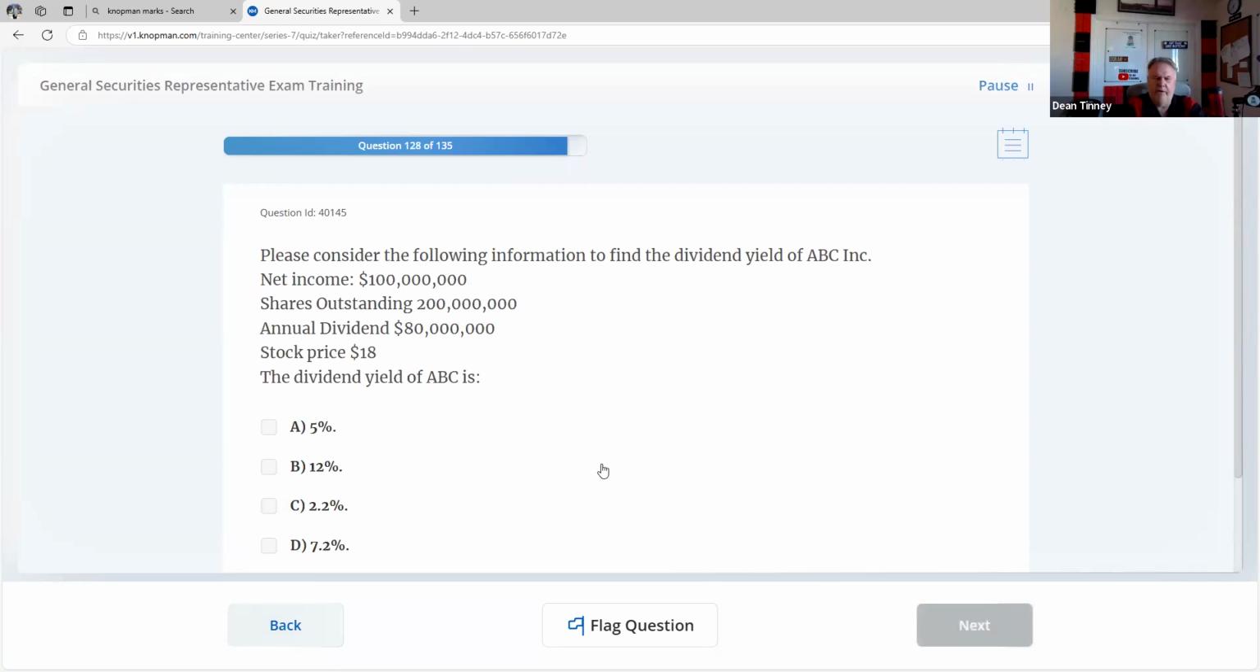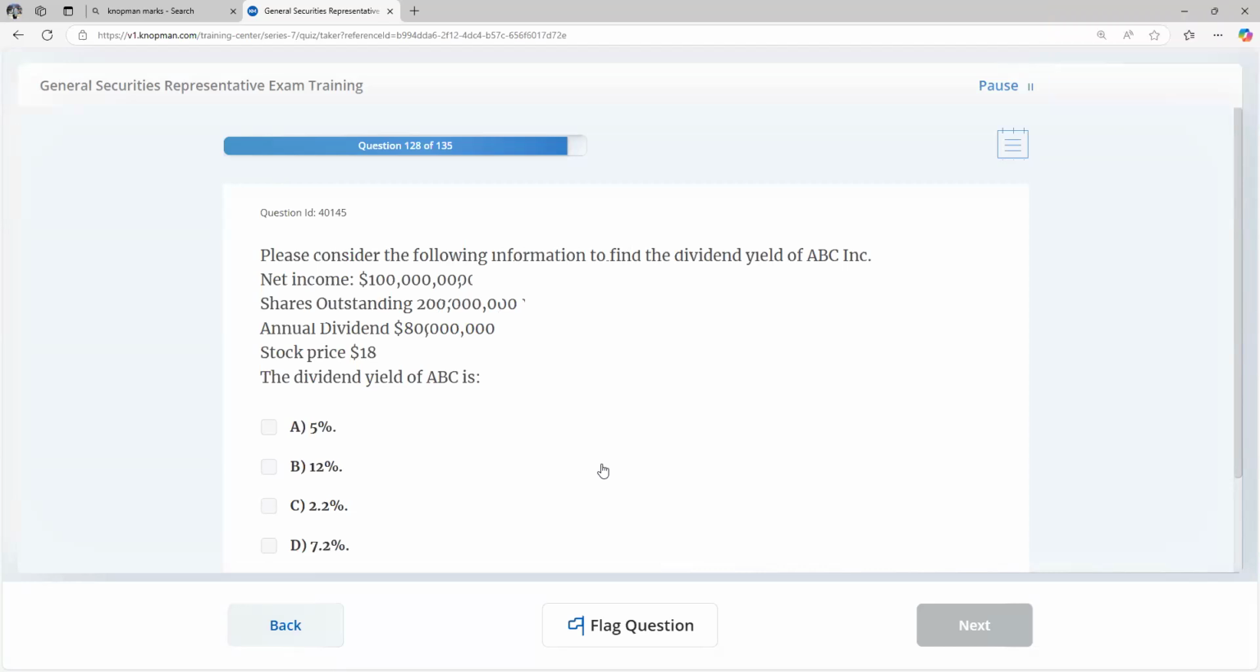Net income of 100 million, shares outstanding 200 million, annual dividend 80 million, stock price is 18. The dividend yield is? So now we've got to figure out what the dividend is. How would you figure out what that is per share? This is a net income, annual dividend. Is it net income minus the annual dividend, divided by the shares outstanding?